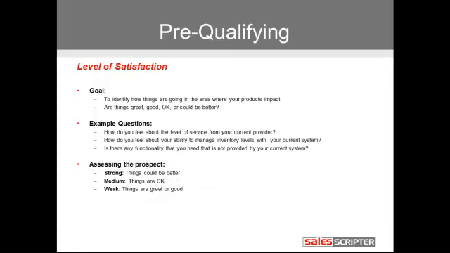So the second area was the level of satisfaction, and your goal is to identify how things are going. Are they great, good, okay, or could be better? Some follow-up questions might be, how do you feel about the level of service from your current provider? How do you feel about your ability to manage inventory levels with your current system? Is there any functionality you need that your current provider doesn't provide? Assessing the feedback, the qualification's strong if things could be better, it's medium if things are just okay, and it's kind of weak if their responses come back that everything's really good.